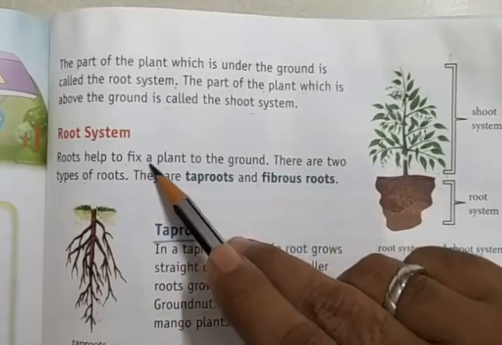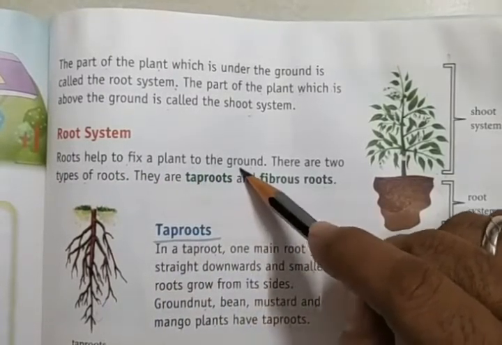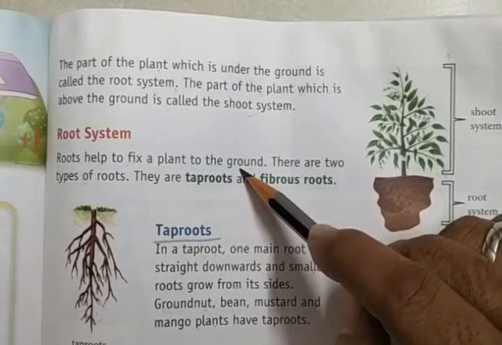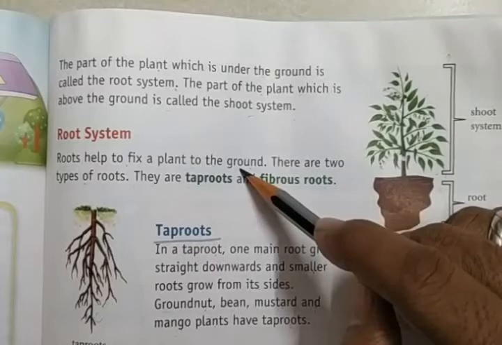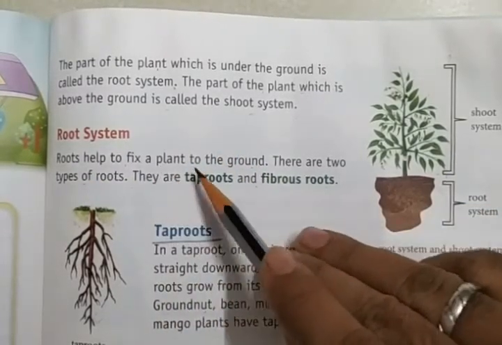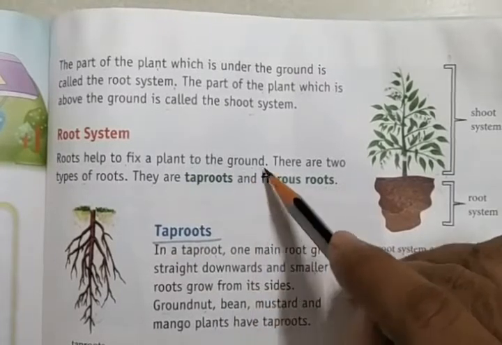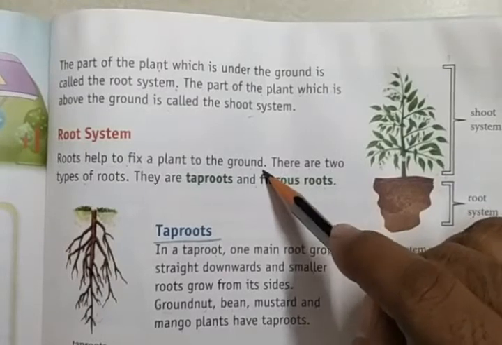Roots help to fix a plant to the ground. ನಮ್ಮ ಭೂಮಿ ಮೇಲೆ ಆ ಗಿಡ ಸರಿಯಾಗಿ ನಿಂತ್ಕೊಂಡದ ಅಂತಂದ್ರೆ ಅದಕ್ಕೆ ಮೇನ್ ಕಾಸ್ ಏನು? ರೂಟ್. ರೂಟ್ ಸ್ಟ್ರಾಂಗ್ ಇದ್ರೆ ಗಿಡ ಸ್ಟ್ರಾಂಗ್ ಇರುತ್ತೆ. ರೂಟ್ ಹೆಲ್ಪ್ ಅಸ್ ಟು ಫಿಕ್ಸ್ ಅ ಪ್ಲಾಂಟ್ ಟು ದ ಗ್ರೌಂಡ್. ಗ್ರೌಂಡಿಗೆ ಕರೆಕ್ಟಾಗಿ ಹಿಡ್ಕೊಂಡು ನಿಂತಾಗ ಮಾತ್ರ ಗಿಡನ ಸರಿಯಾಗಿ ಇರೆಕ್ಟಾಗಿ ಬೆಳಿಲಿಕ್ಕೆ ಸಾಧ್ಯ.